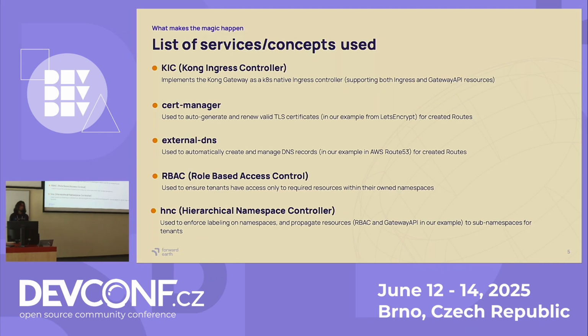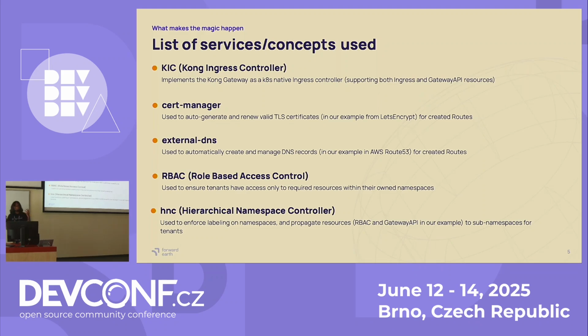Cert-manager is another service we'll be using today. It's used to auto-generate and renew valid TLS certificates. In our example, our certificate authority will be Let's Encrypt, but it ties into other certificate authorities. External-DNS is another service we'll be using today. What it does is automatically create and manage DNS records. In our case, we'll be using Route 53. Again, this ties into other things, including your Google DNS.